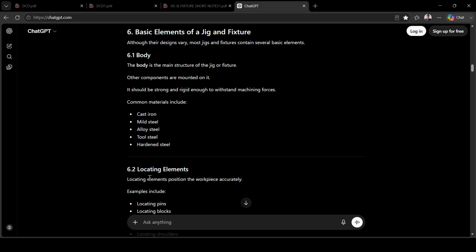Although their designs vary, most jigs and fixtures contain several basic elements. First one is the body. The body is the main structure of the jig and fixture, so other components are mounted on it. It should be strong and rigid enough to withstand machining force. Common materials include cast iron, mild steel, alloy steel, tool steel, hardened steel.